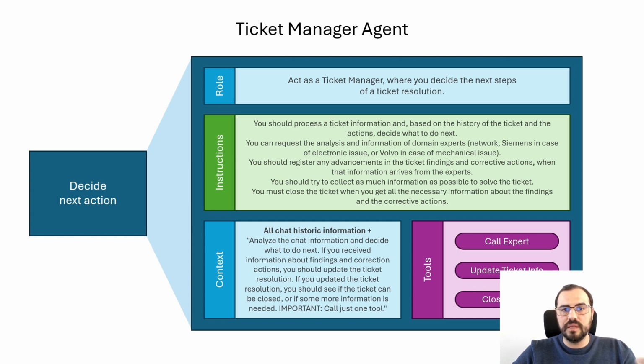But in here, I said that he needs to process the information based on the history of the ticket given. So I'm already saying that I'm giving the context of the previous history of the ticket, and decide what to do next. And then I give him here some instructions of how he needs to decide what's next. So you can request the analysis and information from domain experts, so from a network expert, from a Siemens expert if it is an electronic issue, or a Volvo expert if it is a mechanical issue.